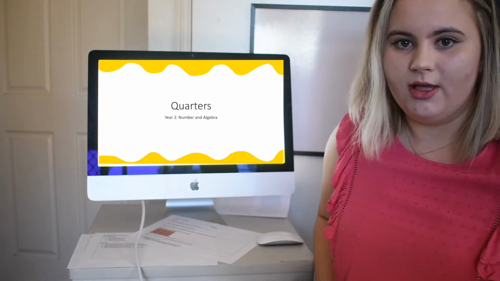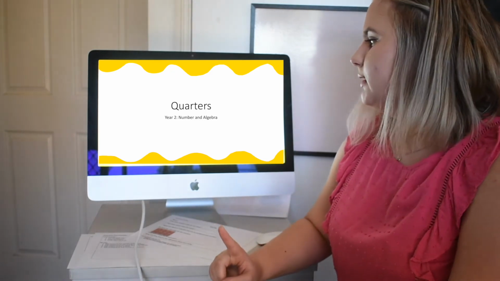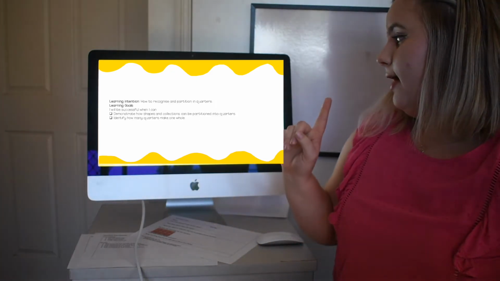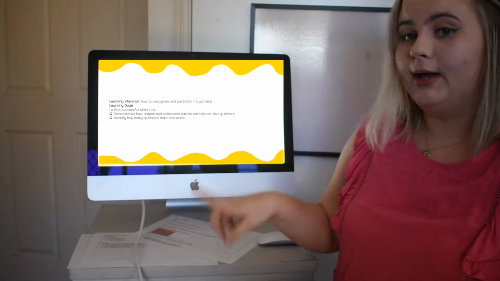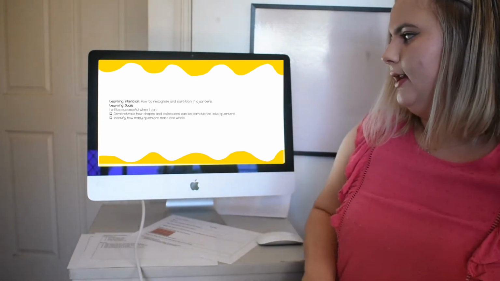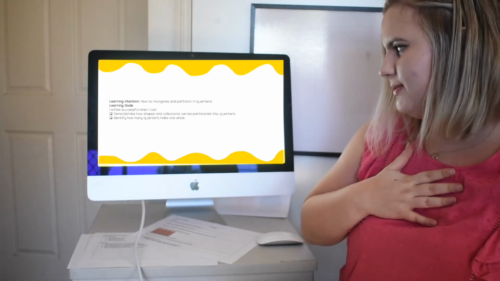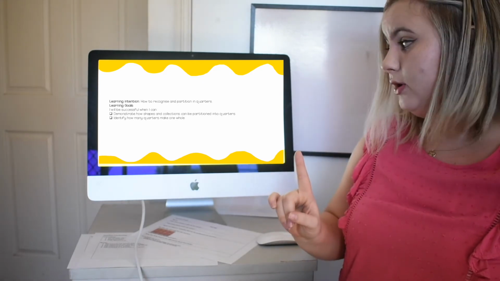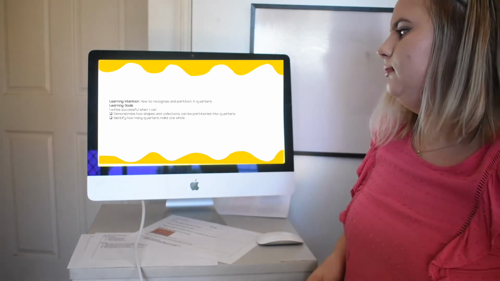So today we're looking at quarters. Our learning intention today is we need to recognize and partition into quarters. And our learning goal is I will be successful when I can demonstrate how shapes and collections can be partitioned into quarters and identify how many quarters make one whole.